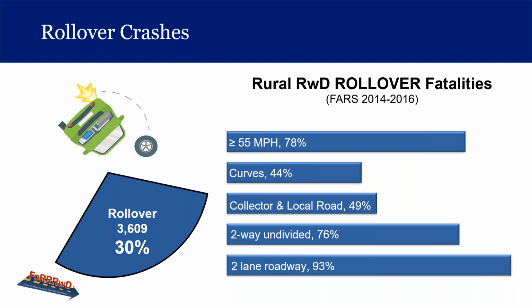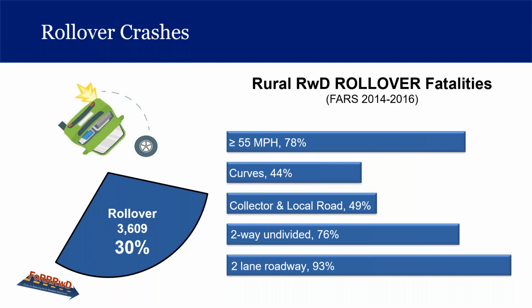And so if we take a look at some statistics about rural roadway departure rollover fatalities, and this information comes from the Fatal Accident Reporting System, which is from FHWA. If we look at the years 2014 to 2016, when we look at roads that are greater than or equal to 55 miles per hour, like most of our 2-lane rural roads are, then if you have a rollover, 78% of the time it's resulted in a fatality.